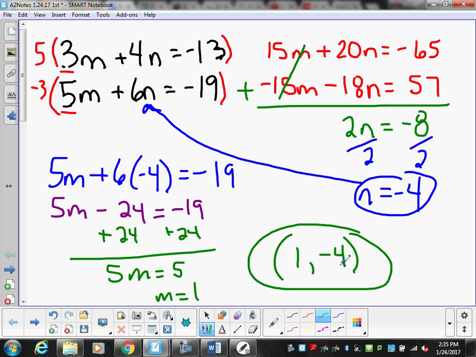If you'd have chosen the first equation, like 4 times -4 would be -16, you would have still got the same answer. You'd have added it over here to the -13 and gotten 3. So you'd have 3M equals 3, so M equals 1. So either way, it still works. Okay. Questions on that one?